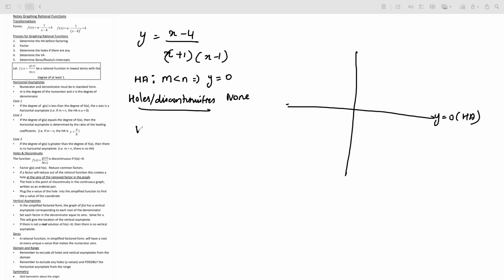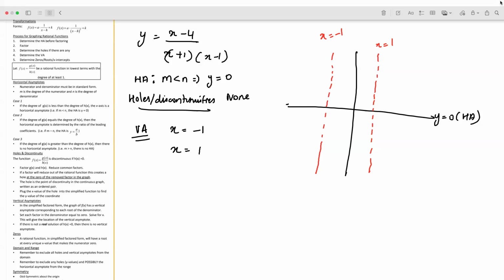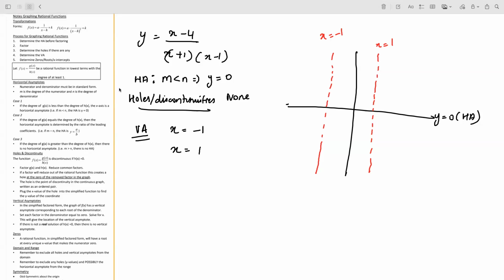Now, the next one is the vertical asymptote. Go to the factors of your denominator: x equals minus 1 and x equals 1. Did you see there are two vertical asymptotes? This is making it a lot more complicated. So x equals 1, x equals minus 1. Now, the vertical asymptote is done.